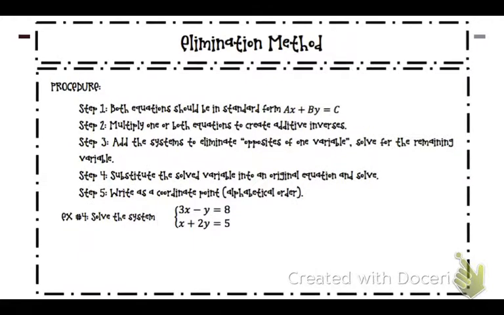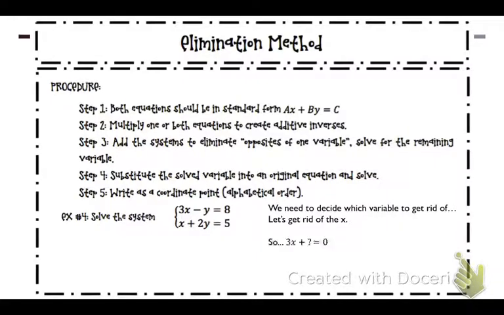Okay, let's do one more. So this one, again, they need to be in ax plus by equals c form, which they both are. I need to decide which variable to get rid of. Do I want to get rid of my x's or do I want to get rid of my y's? In this case, let's just get rid of our x's. There's not a super obvious one because if I add these, they're not just going to cancel. So I'm going to get rid of my x's.